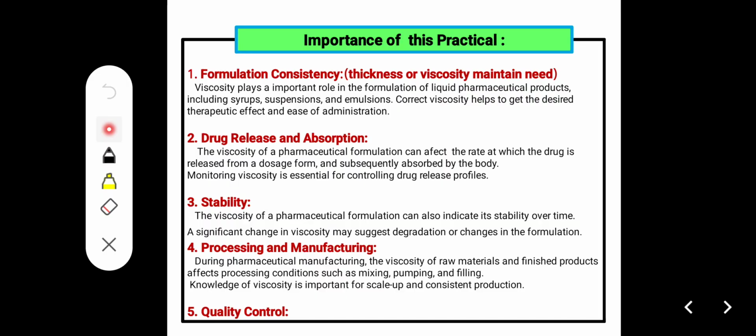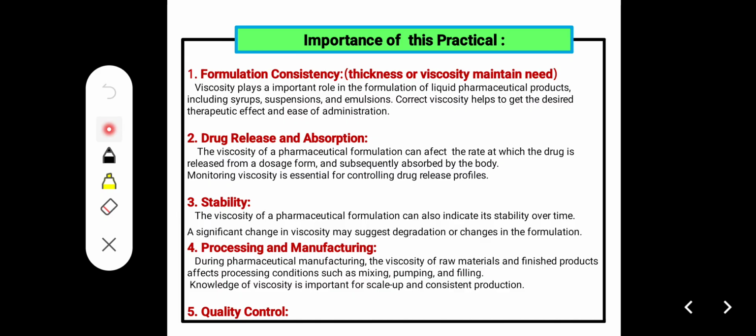Next, drug release and absorption. The viscosity of a pharmaceutical formulation can affect the rate at which the drug is released from the dosage form and subsequently absorbed by the body. Monitoring viscosity is essential for controlling the drug release profile. Stability purpose also: the viscosity of a pharmaceutical formulation can also indicate the stability over time. Also, a significant change in viscosity may suggest degradation or changes in the formulation.